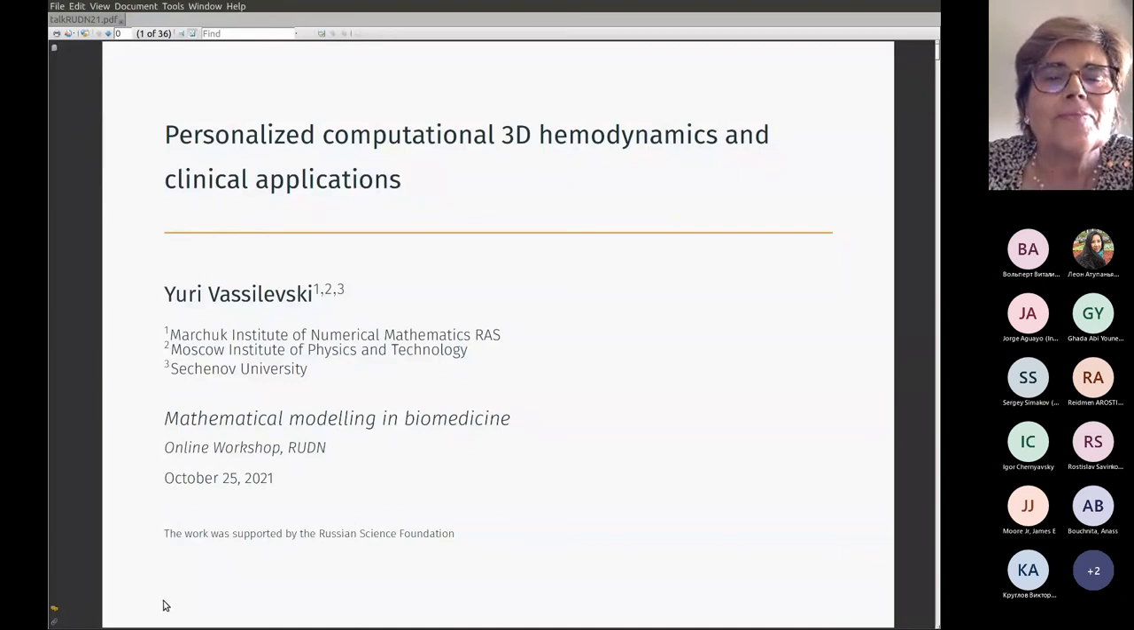So I work, in addition to my basic institute, Marchuk Institute of Numerical Mathematics of the Russian Academy of Science, I also work at Sechenov University, which is the largest medical university in Russia. This university provides to us different tasks related to clinical applications. This work was supported by the Russian Science Foundation, by the way.